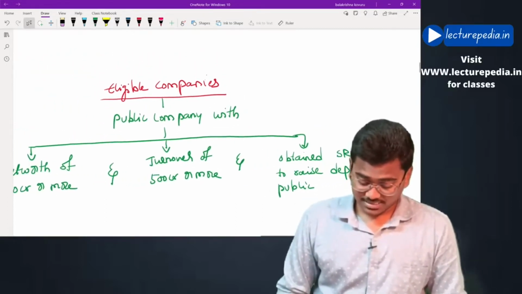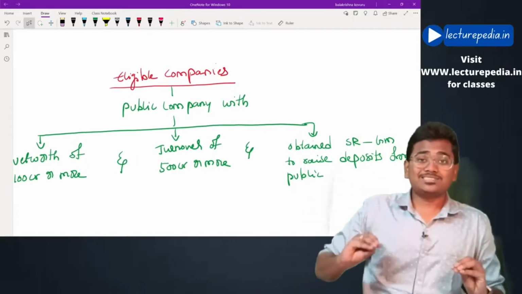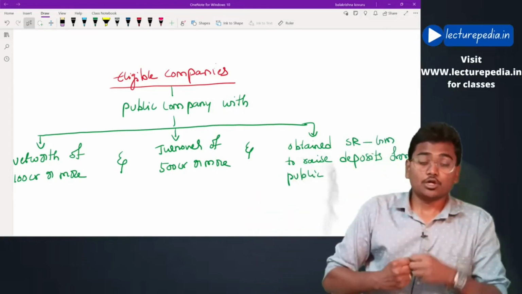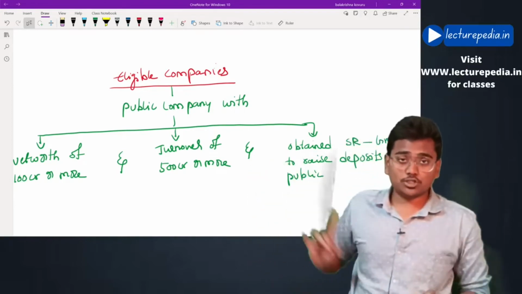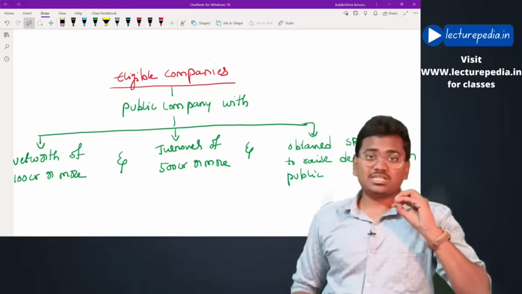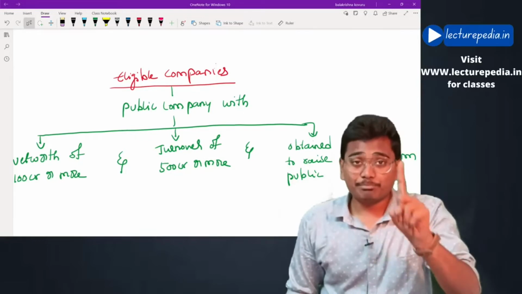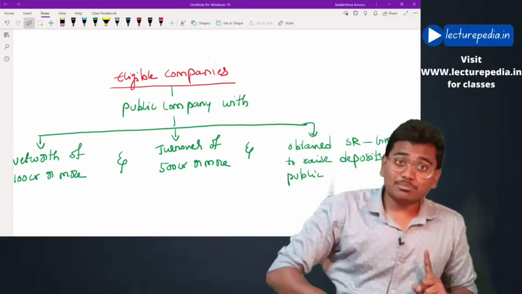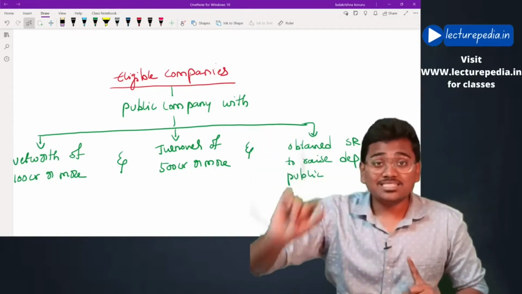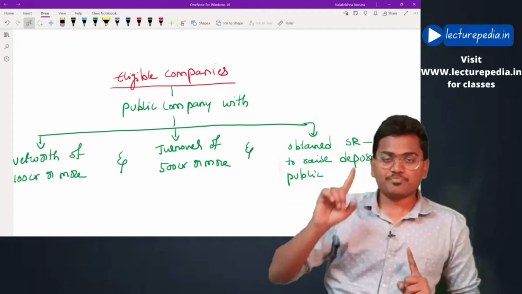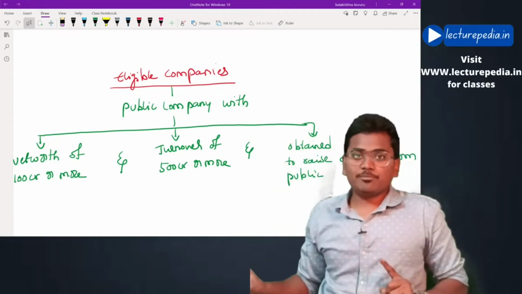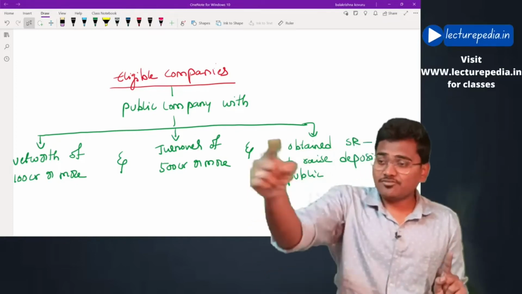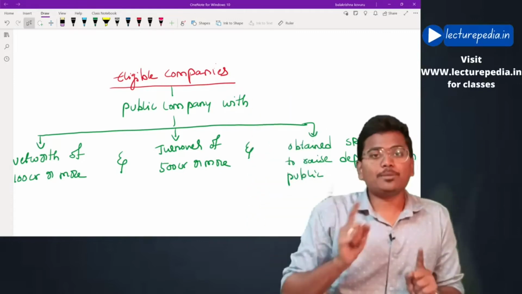See, first of all we have discussed that in order to raise deposits from public, only eligible companies can raise deposits from public. Now what are eligible companies? This is the definition of eligible companies. First of all it should be a public company. That means private companies are not eligible companies, and cannot raise deposits from public. Therefore deposits from public can be raised only by public companies.